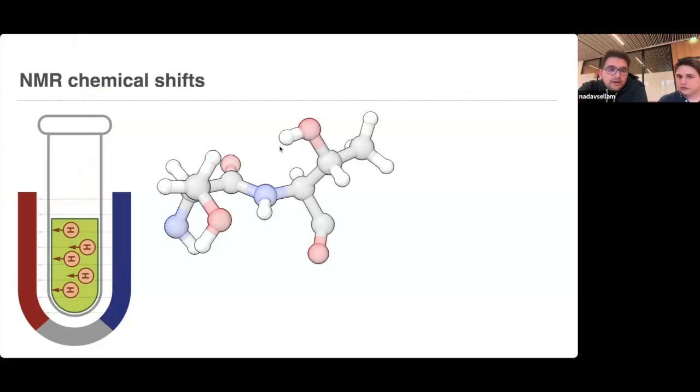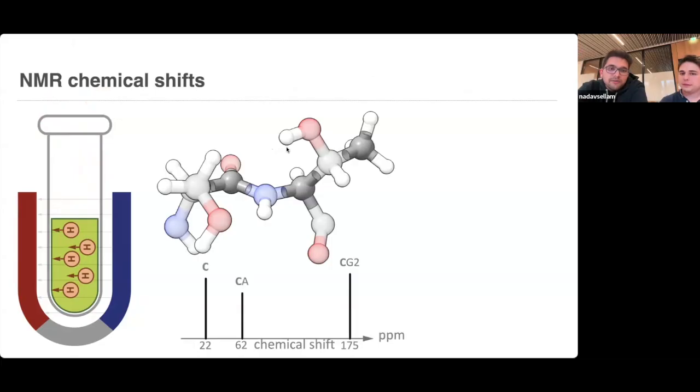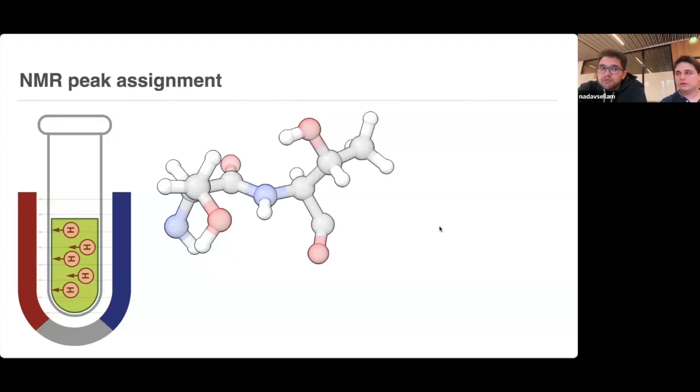Because proteins are large molecules, the electronic environment around each nucleus is different. Every atom exhibits a different and distinct chemical shift. For example, if you take a small, let's say, tripeptide, a carbon has a different chemical shift than a C alpha, compared to a carbon that is present in a side chain. And they're all measured in parts per million. So the difference is very subtle, and yet distinguishable.